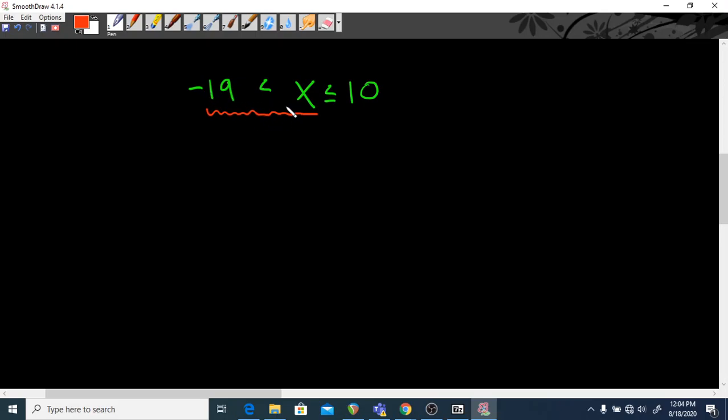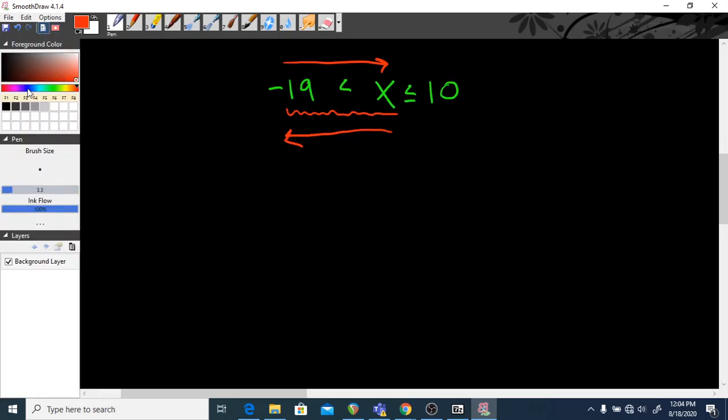Whenever you have an inequality, you can read it from left to right, or you can read it from right to left. So if I read it this way, I'm saying negative 19 is less than x. If I read it this way, I'm saying x is, and this is opening toward x, so x is greater than negative 19. So there's that portion of the statement.